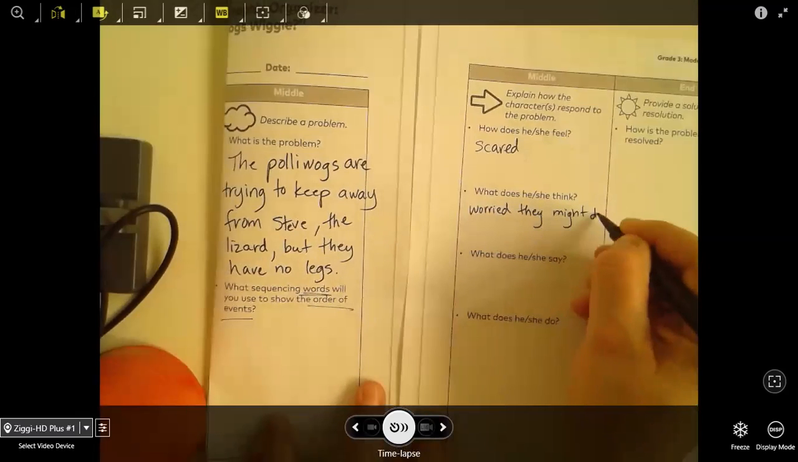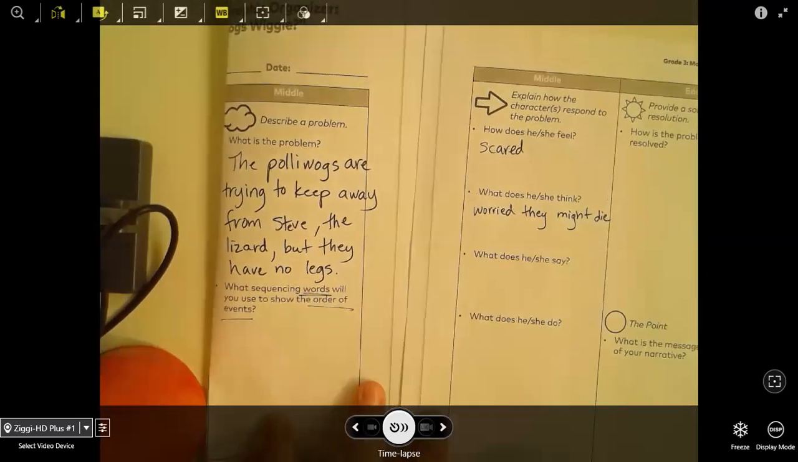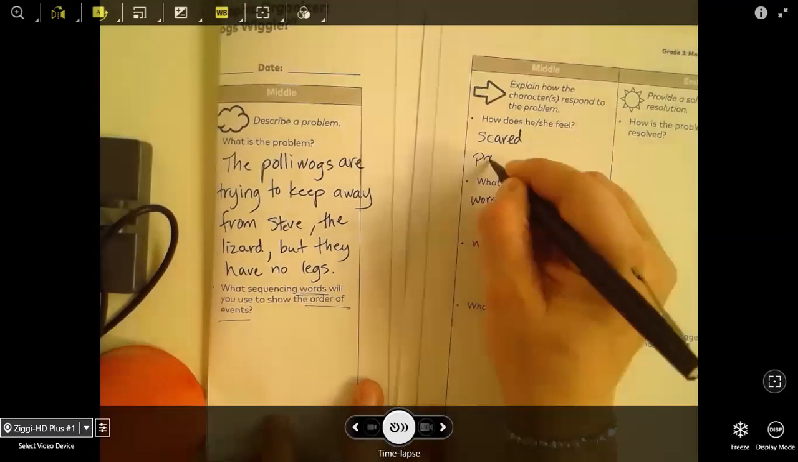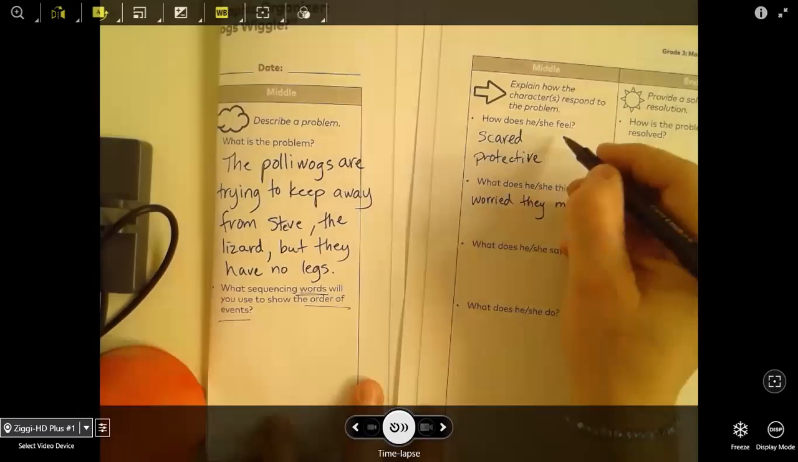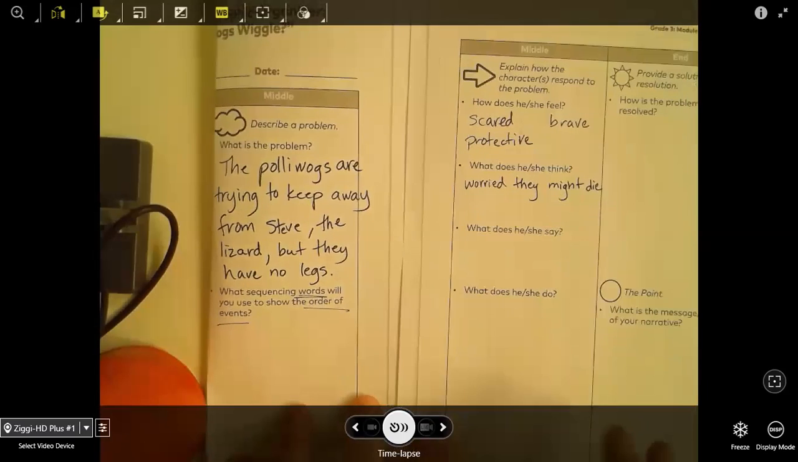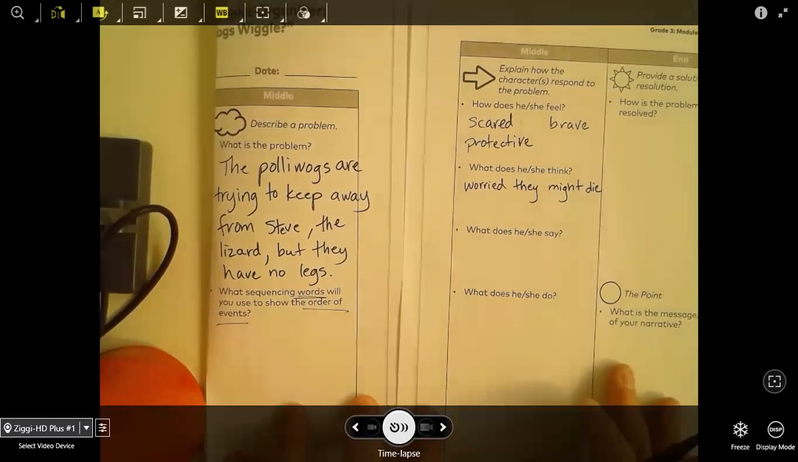Now, there are some friends with Maddie, right? So could Maddie also be protective? Okay, maybe feel protective of the friends. Could Maddie be brave, possibly? Can you be scared and brave at the same time? Yeah, right? You totally can. You can be scared and worried, but you can still be brave enough to solve the problem, right? Scared, brave, protective, worried they might die. What else could they think? What else? Maddie's got to get us out of this situation, doesn't she? So, Marin, what are you thinking?